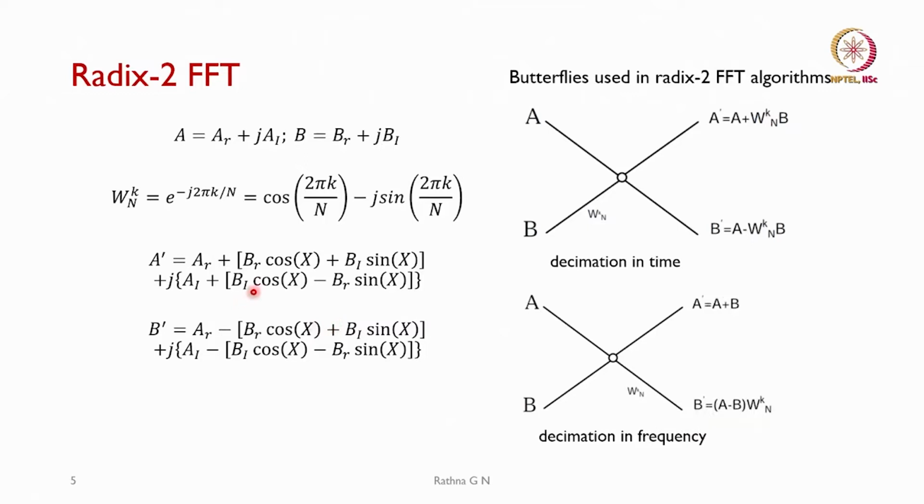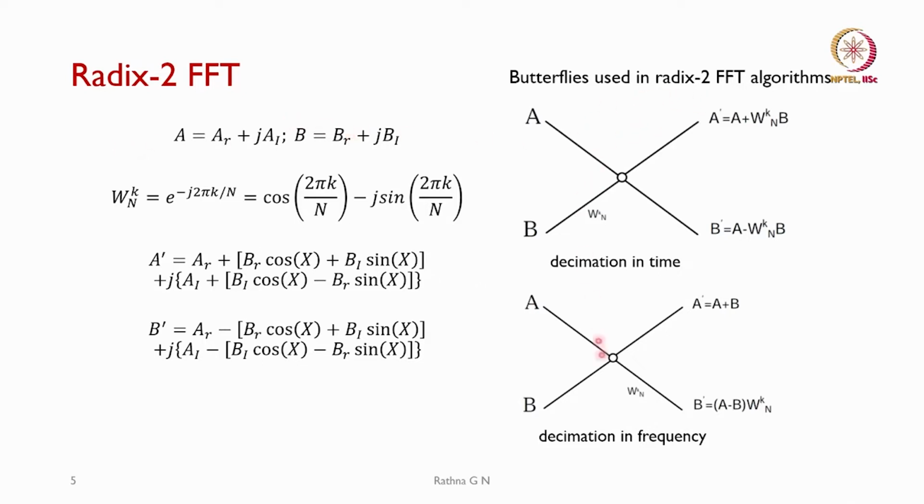So, initially we will take up radix 2 FFT. We will see how we are going to derive our fast Fourier transform algorithm for our DFT. As we discussed in the last class, the computation of DFT is of the order of N squared, that is, complex multiplications and additions. We will see how we can reduce it using the butterfly structure.